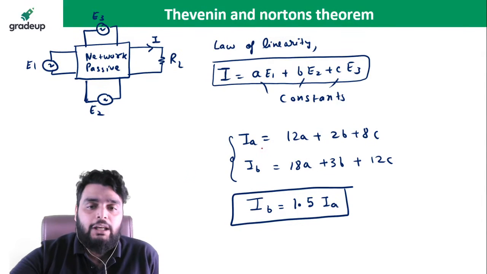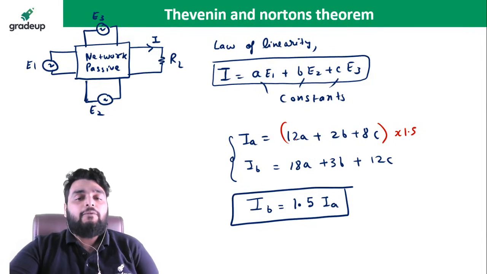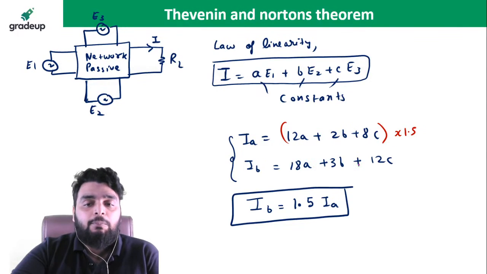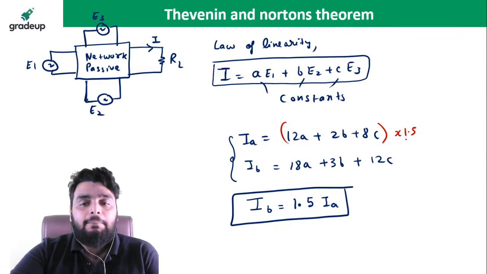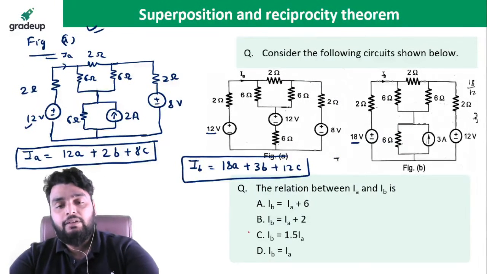If you want to check, just multiply this equation by 1.5. 12 multiplied by 1.5 gives you 18. 2 multiplied by 1.5 gives you 3. 8 multiplied by 1.5 gives you 12. So the answer is option C.